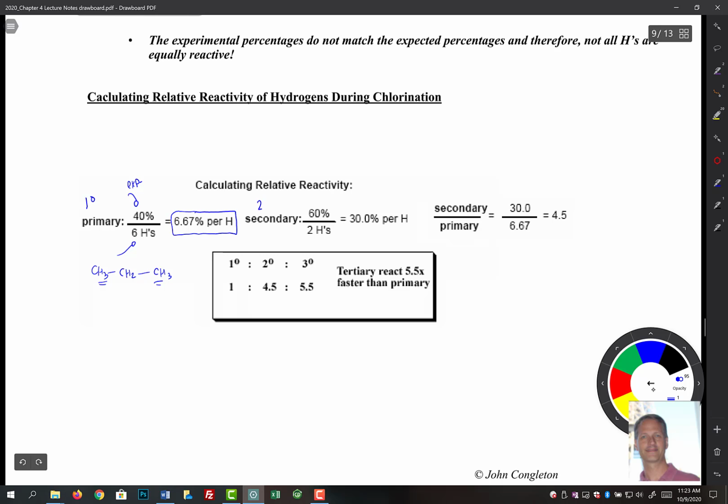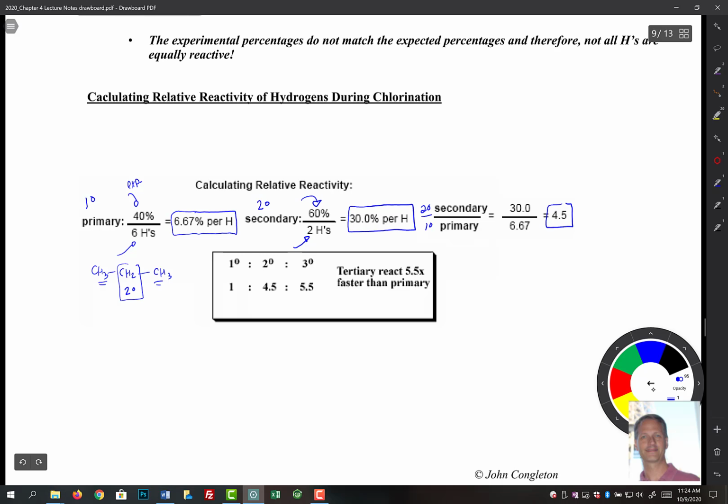And then we can do the same thing for the secondary. The secondary position here would be this fellow right here. So experimentally, we got 60% there, from that table up above. And when we look at the structure, there's only 2 H's. So that's 30% per hydrogen there. And then we can look at this ratio of secondary to primary, and that gives us a relative reactivity factor of 4.5.